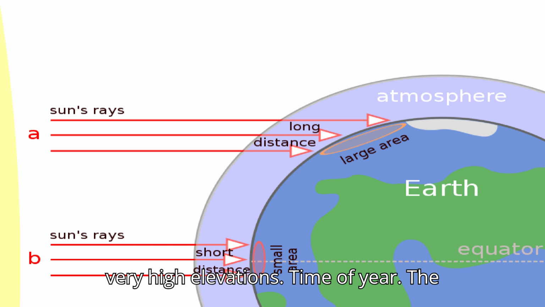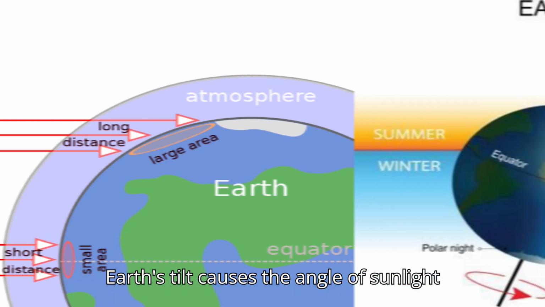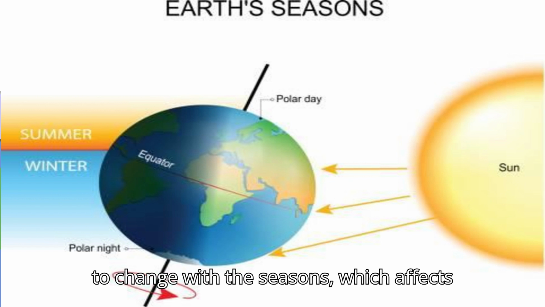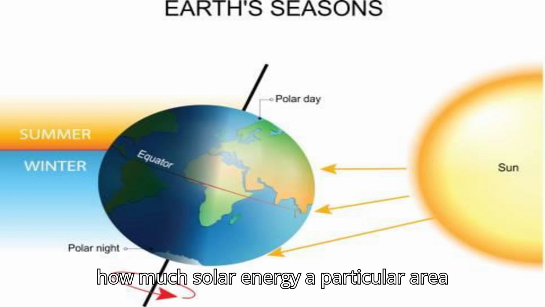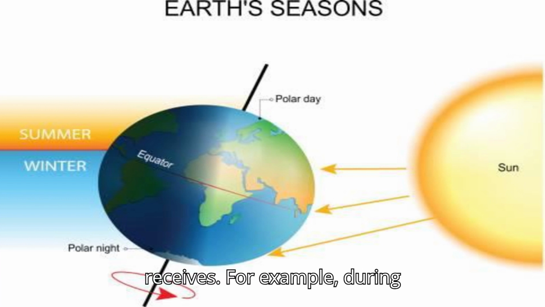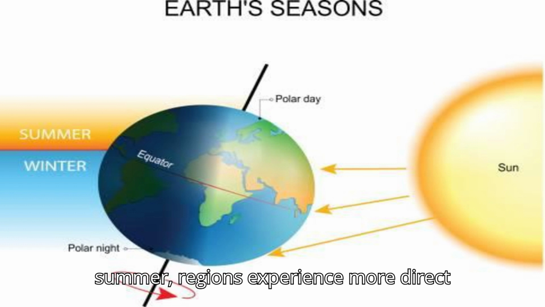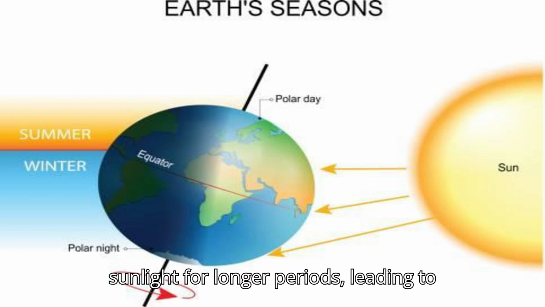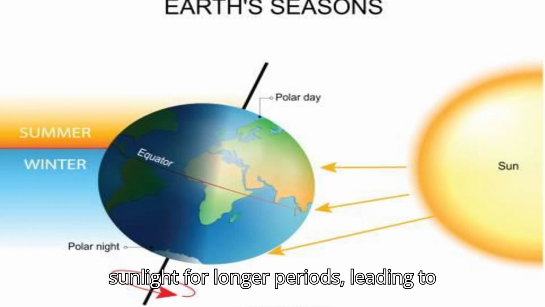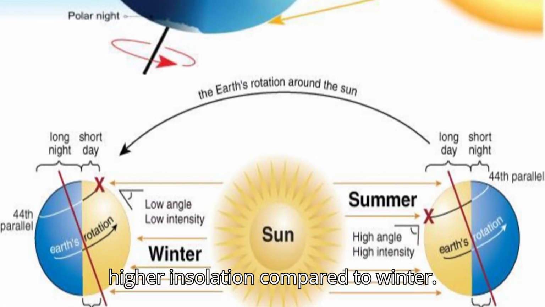Time of year. The Earth's tilt causes the angle of sunlight to change with the seasons, which affects how much solar energy a particular area receives. For example, during summer, regions experience more direct sunlight for longer periods, leading to higher insolation compared to winter.